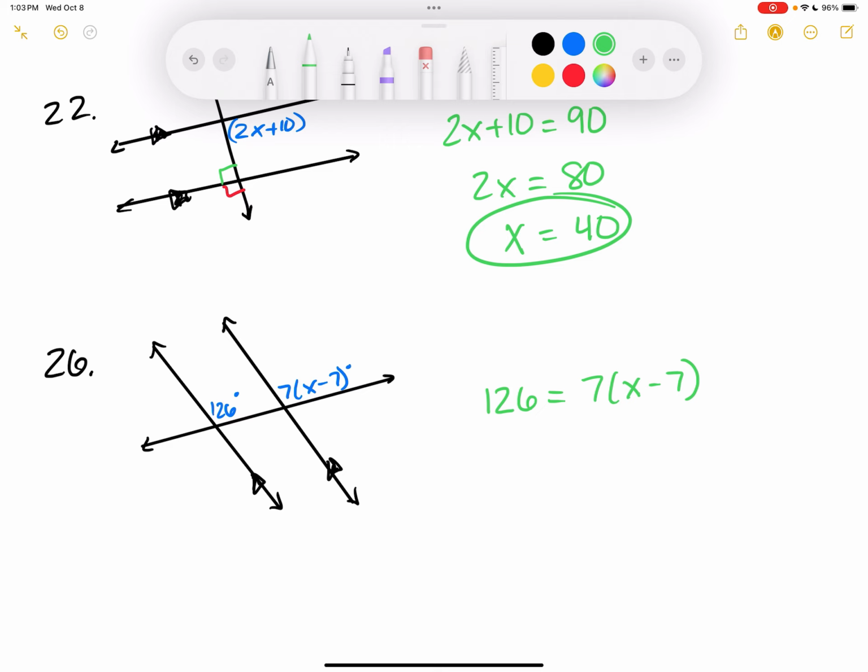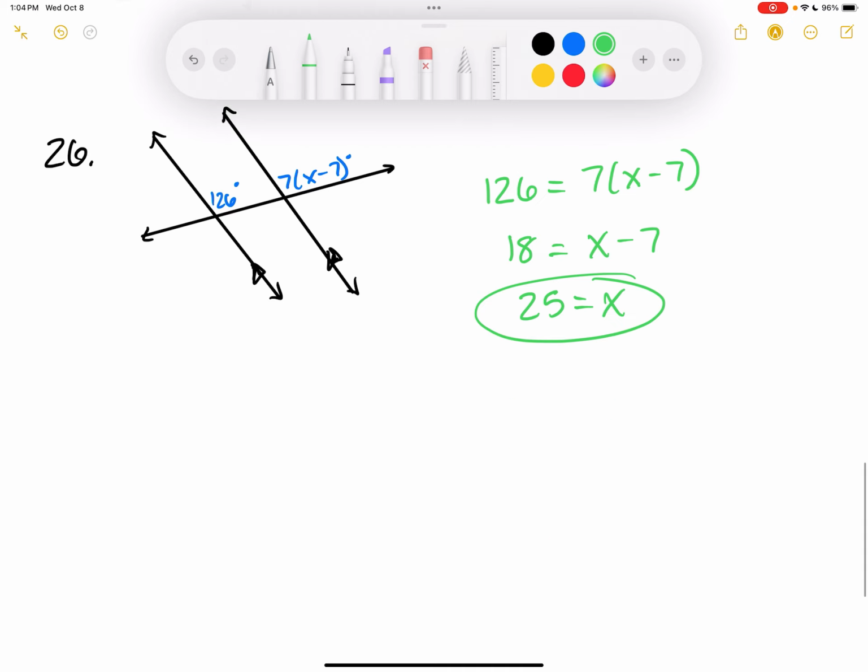It's not like super common, but 18. Yep, 18 equals x minus 7. I don't know why I have a plus written on my paper. So then add it over, 25 is equal to x. So are we okay on ones like that? All right, let's look at one proof then, and then one other kind of like word problem type thing. Not really a word problem, but kind of is.